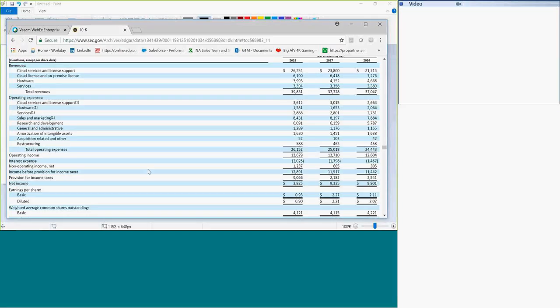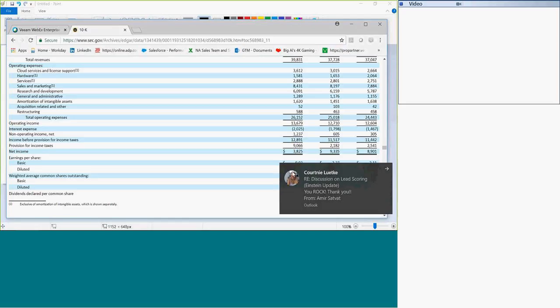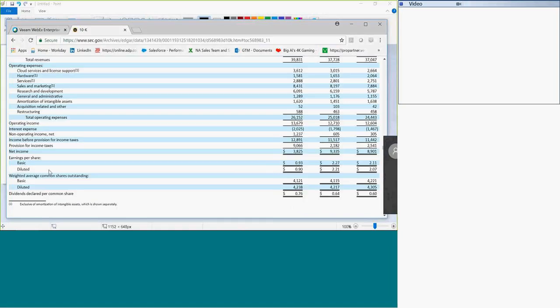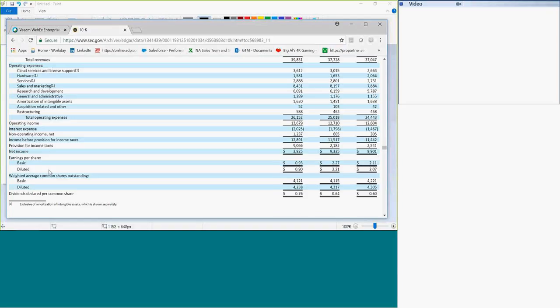Finally, down here, remember what we talked about with basic and diluted shares? You'll see they're both listed here. And if you divide the net income by the basic shares, you get 93 cents. If you divide by diluted shares, which is going to be a larger number, the diluted earnings per share is always going to be lower because the diluted shares will be a higher number, right? All right? So that's the whole walkthrough of operating income.